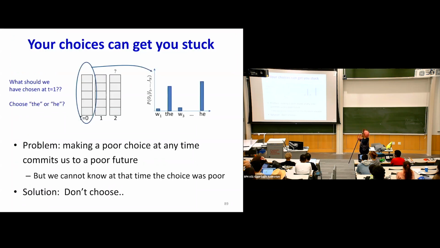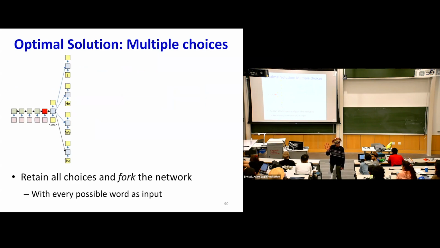Now, all right, so here's the situation. The choices you make can get you stuck, right? Making a poor choice at any time commits us to a poor future. But we cannot know at that time that the choice was poor. So we've seen a solution to this in the last class when we were doing CTC decoding. How did we do that? Can you say that aloud? Okay, he mumbled, I couldn't hear him, so I'll give you the answer.